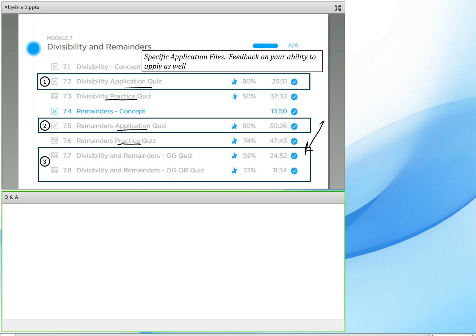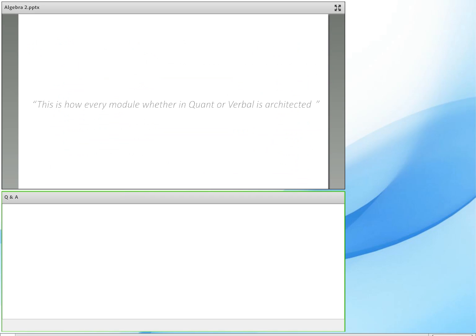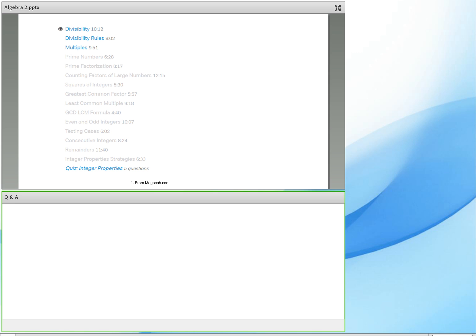That way, you know that in divisibility and remainders, you hit that 90th percentile. And when you do that in divisibility and remainders, and in even and odd, and primes, and LCM GCD, you know that you're close to hitting that 90th percentile on number properties overall. And this is how every module in quant and verbal is architected.